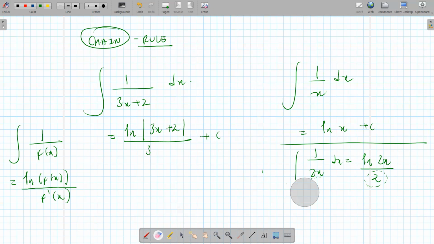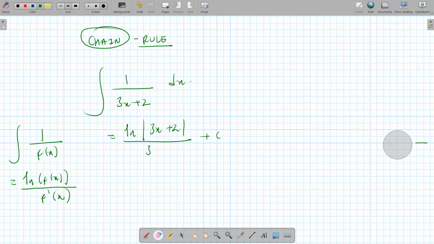Now what's the point of dividing by 3 at the bottom? It's because that's a chain rule component. When you go to find the derivative of this, you're going to get 1 over 3x plus 2 times 3, okay? But we didn't have a times 3 up here. We had a 1. So we need to get rid of this chain rule component. That's why when you divide it by 3, they cancel out and you get a 1. Cool.